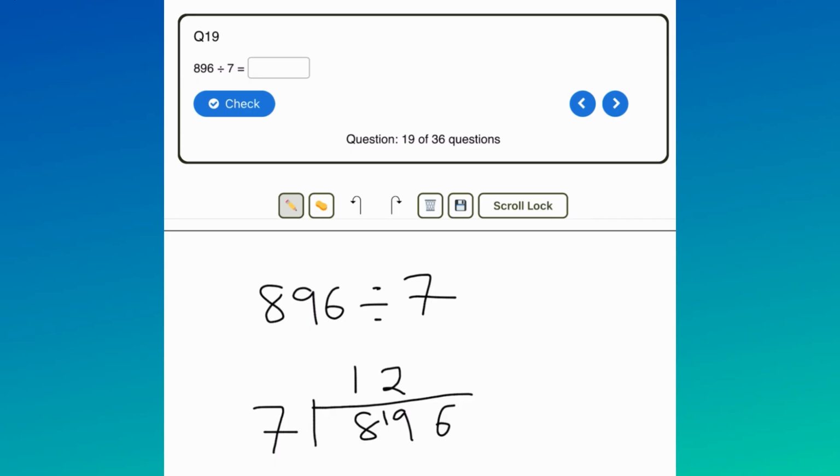So I put my 2 there. Now I know 19 take away 14 is 5, so my remainder is 5. And 7's into 56 goes 8. So my answer is 128.